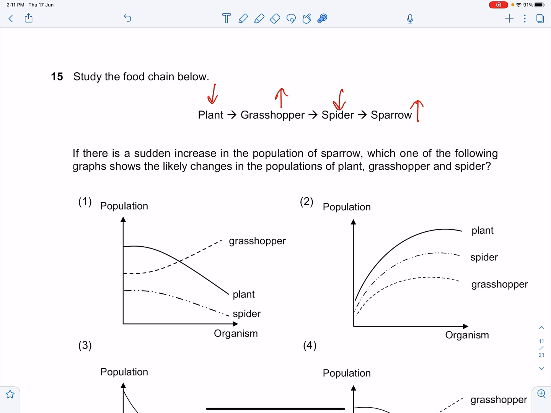So looking at the first one, after my sparrow increases, my spider is supposed to decrease, right? This one shows spider decreasing, yes, check. And then my grasshopper is supposed to increase. Did it increase? Yes, check. And my plant is supposed to decrease. Did it decrease? Yes, check. So therefore, my answer is 1. Alright, and that's how you attempt this question.